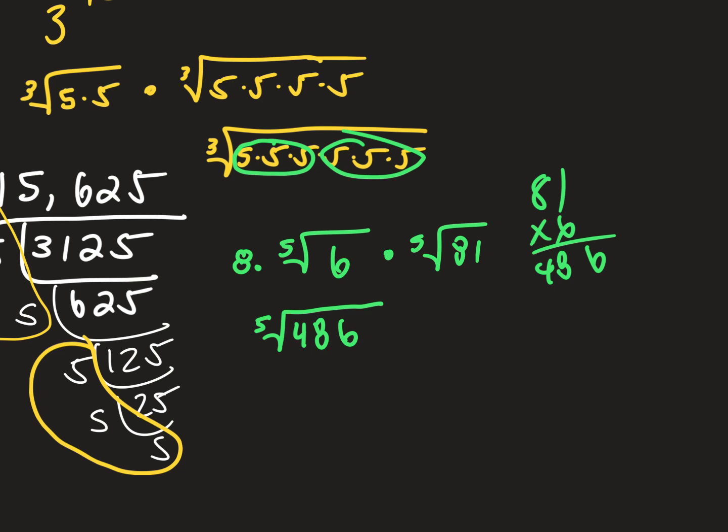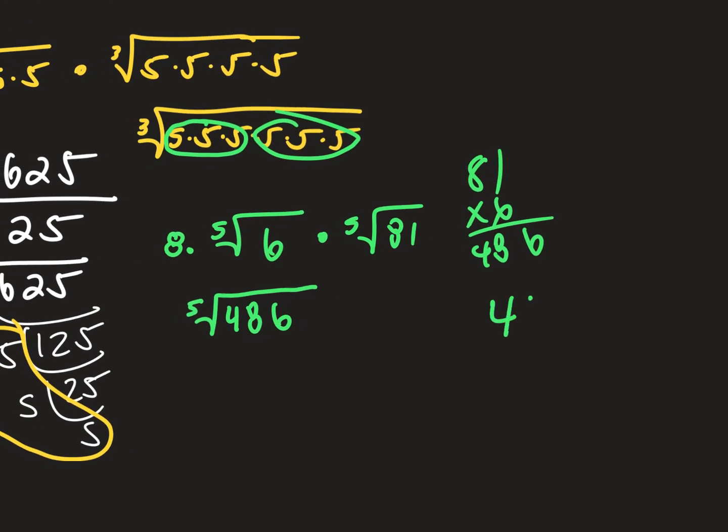Not as egregious of a number. So I'm going to come over here and I'm going to break it down. I'm looking for 5 of a kind, correct? Well, what number do I know goes into 486 right off the bat? 2, because it's even. So 2 goes into 4 twice. 2 goes into 8 how many times?